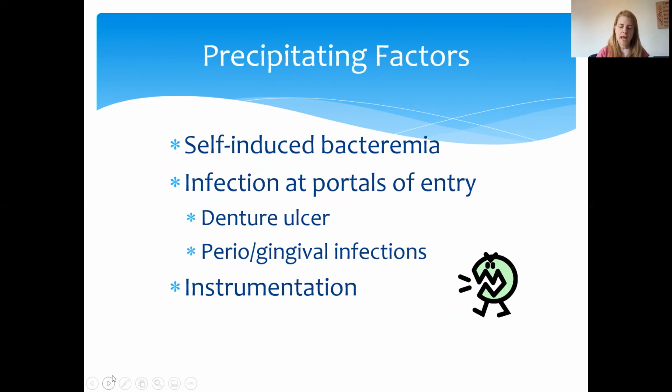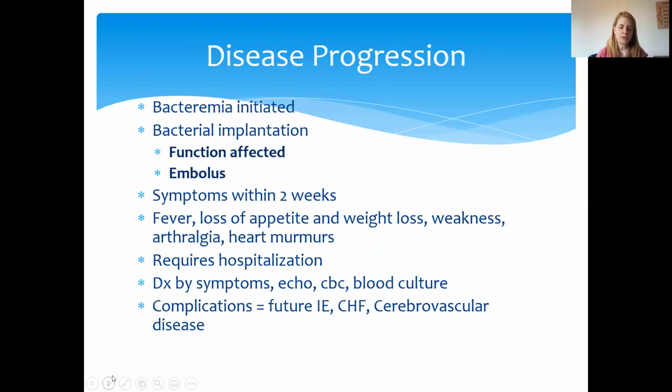If we know somebody has had a bacterial infective endocarditis, we try to avoid them having that happen again by using premedications. It could be a self-induced bacteremia. Like I said, they can introduce bacteria into their own system. So infection would enter at an area where there's a denture sore spot, a dental ulcer, a periodontal or gingival infection, or upon instrumentation. The bacteremia is initiated. It implants, it attaches to the damaged heart valve or prosthetic valve.